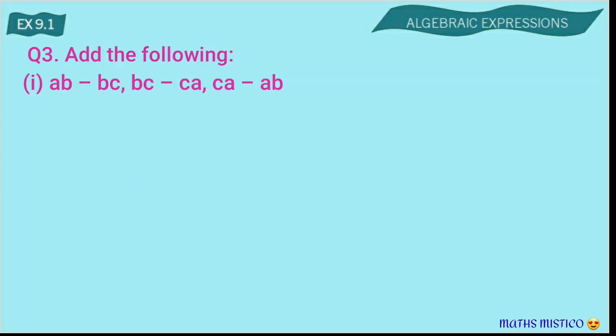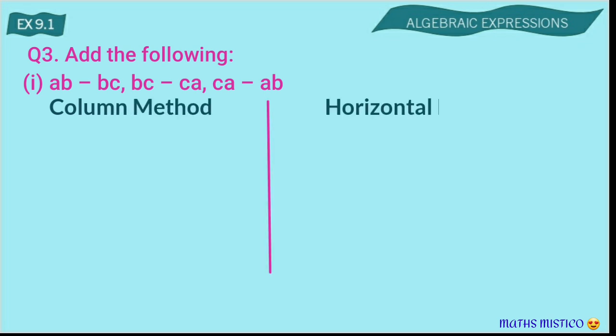In question 3, we have to add the given polynomials. We have discussed two methods of addition and subtraction, the column or the vertical method and the horizontal method. So children, you can use whichever you find easy. I am solving with both the methods for your convenience. So in vertical method, we will write the three expressions one below the other so that the like terms come one below the other. Then we add vertically. To add like terms, we have to add their coefficients.